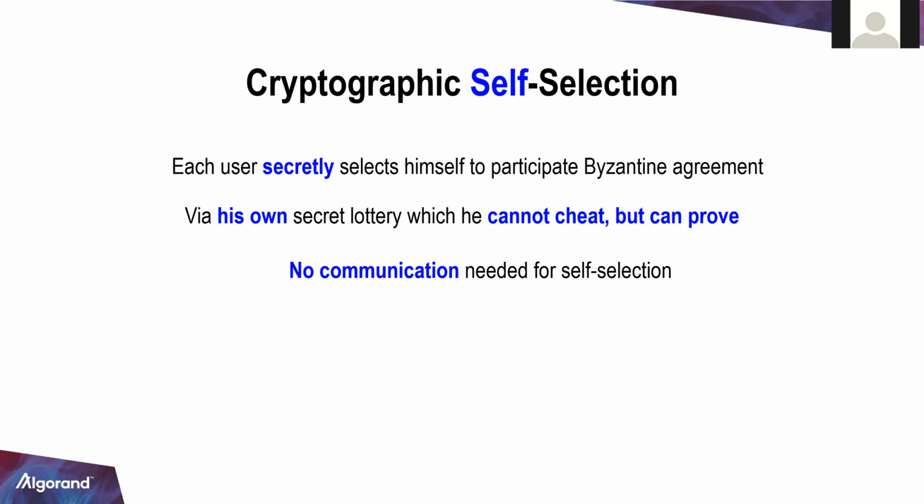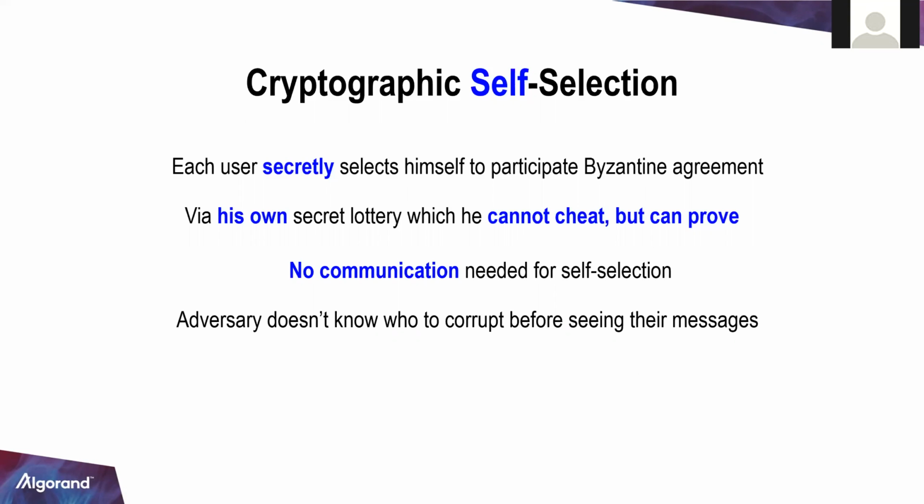First of all, because of the self-selection, there's no need for people to communicate with each other about who is selected. And that helps both the system efficiency and improves the system security. Because there is no communication, the adversary does not know who to corrupt before seeing their messages. And after seeing their messages, the user's job is done, and it does not help the adversary to corrupt such a user. For the next step, a new committee is reselected, again randomly and independently, so that the adversary does not gain any advantage corrupting existing committee members.